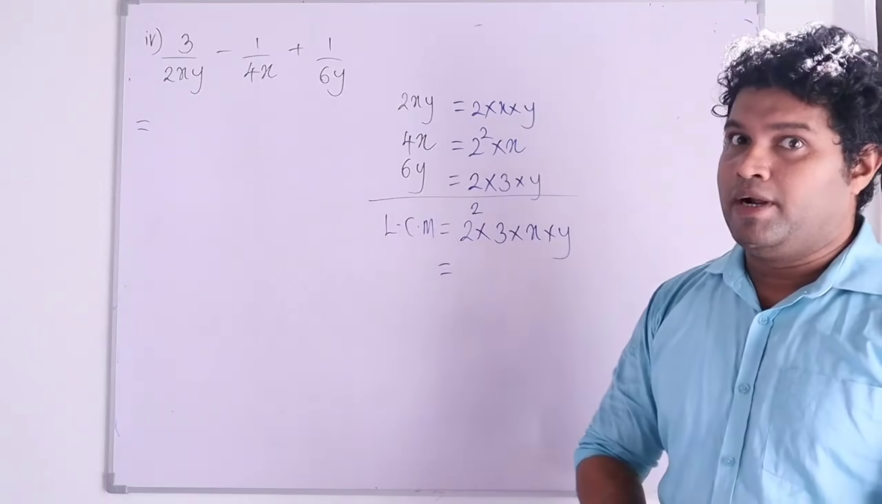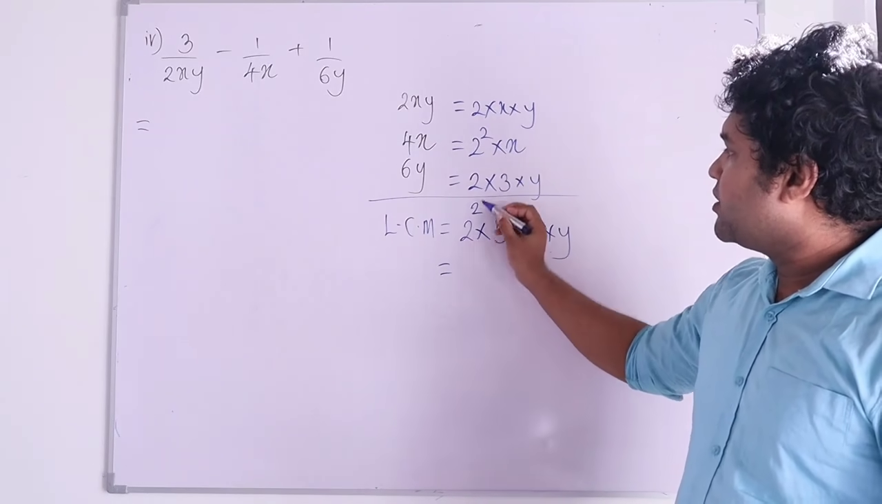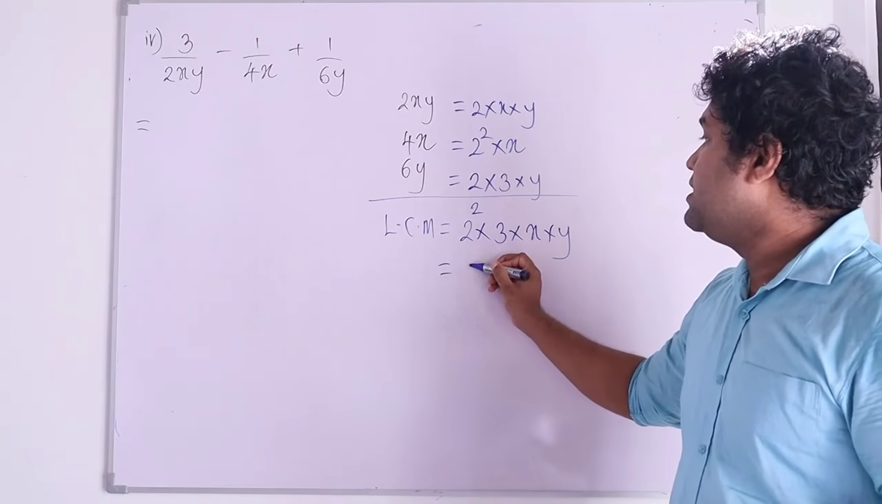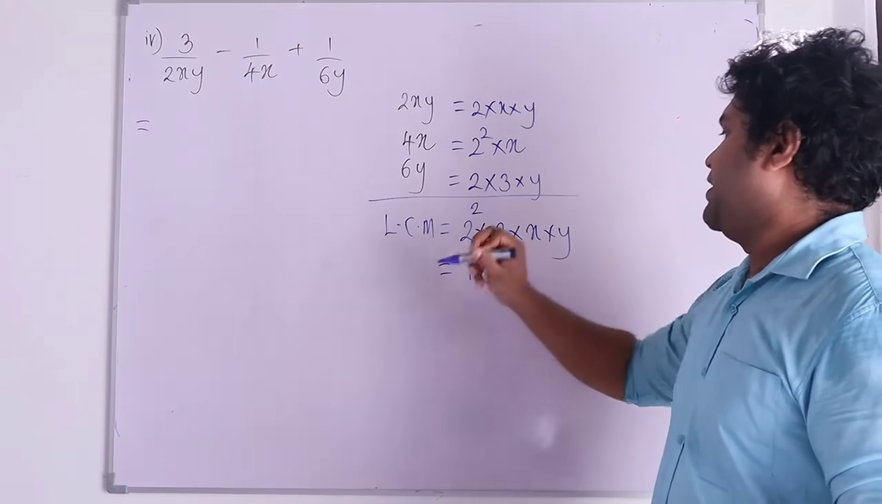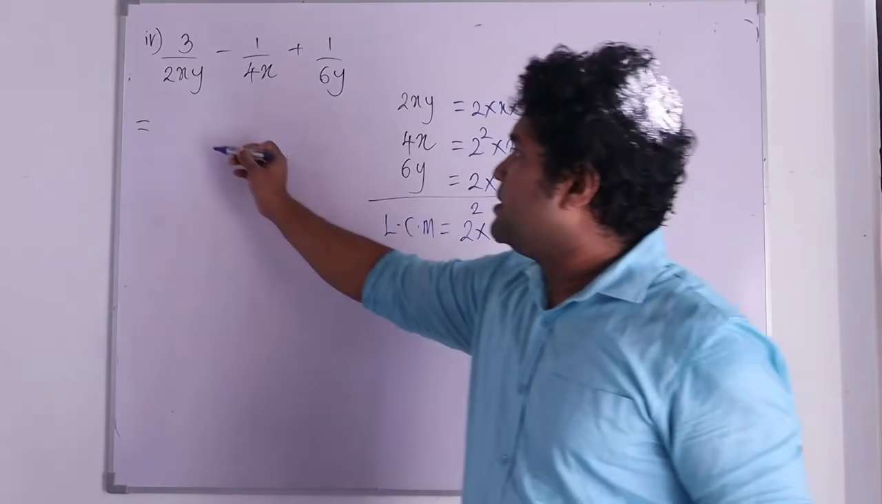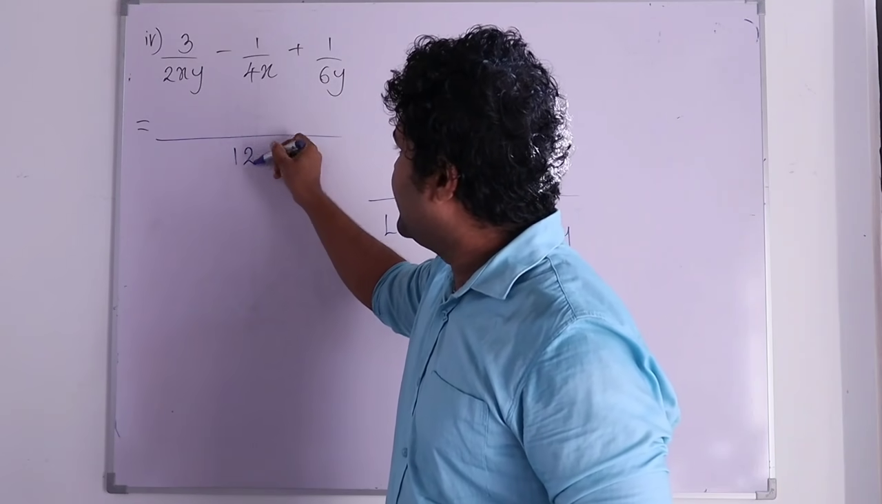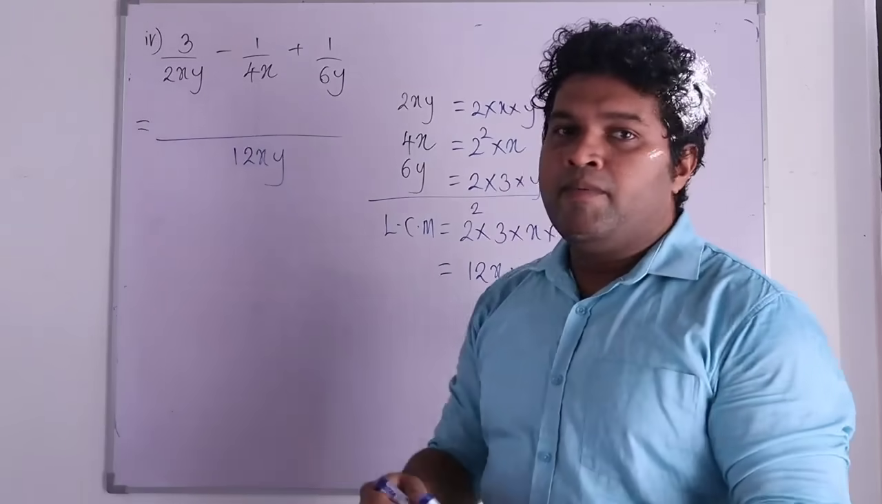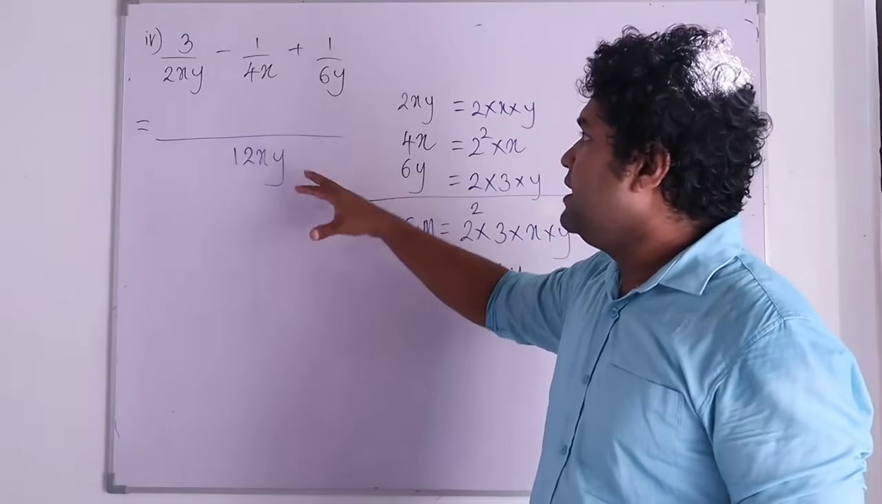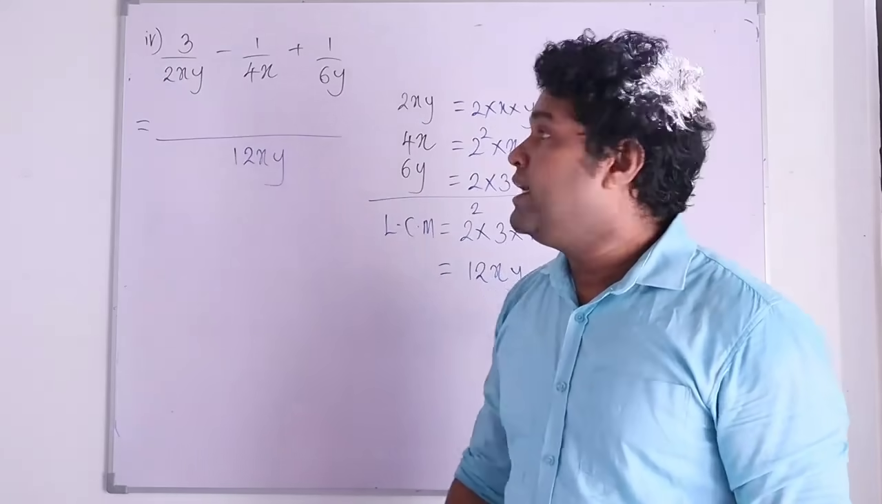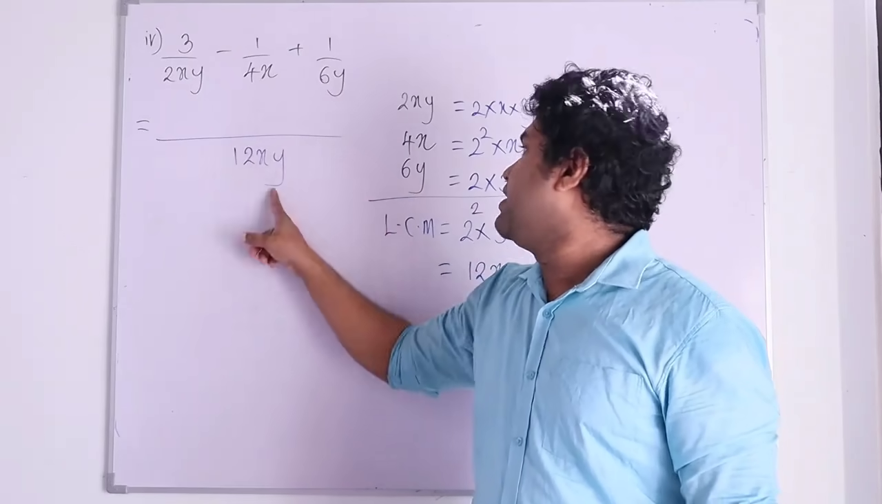Then you have to get the product. However, 2 squared, 4 times 3, 12, x, y. Now the LCM is 12xy. Then what is the meaning of LCM? The LCM is the common denominator of these 3 denominators.